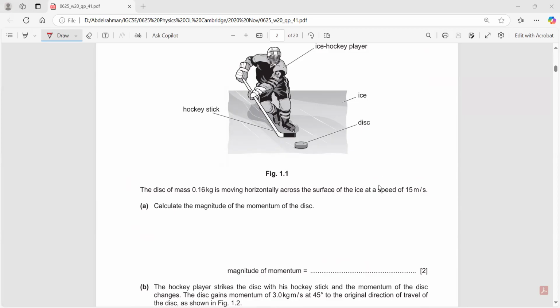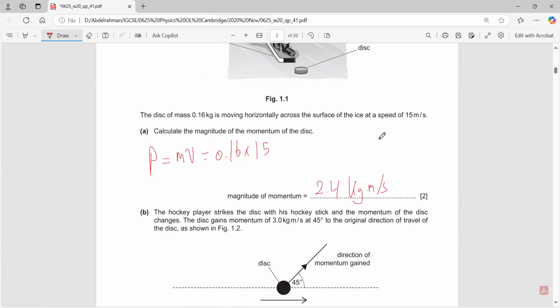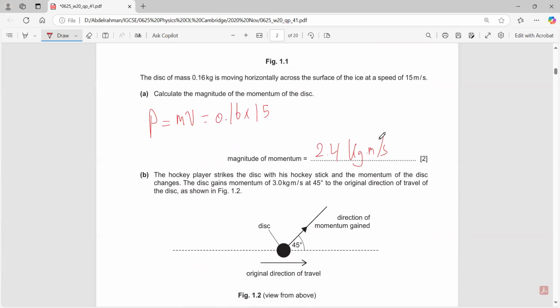Yes, momentum P equals mv, which is 0.16 times 15, which gives you a final answer of 2.4. Do not forget the unit, kilogram meters per second. This is the momentum.